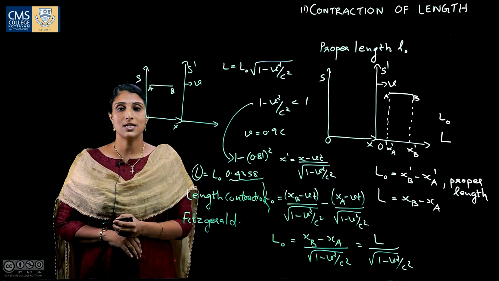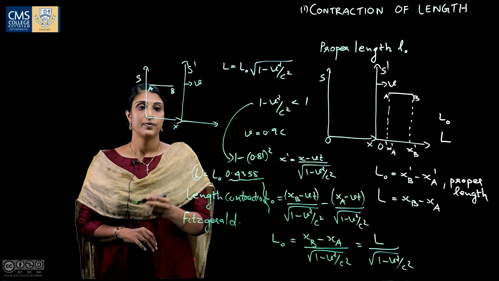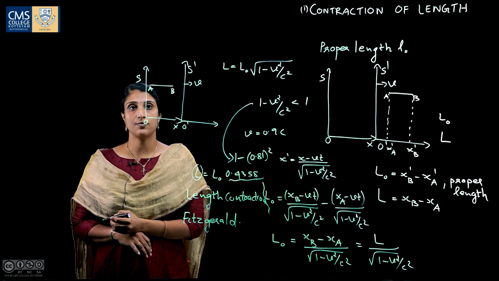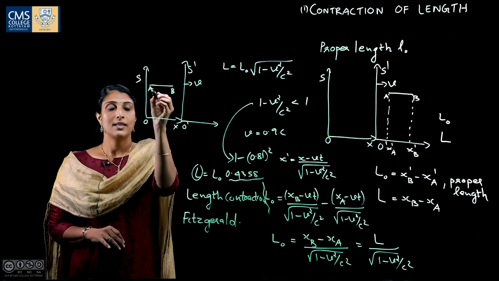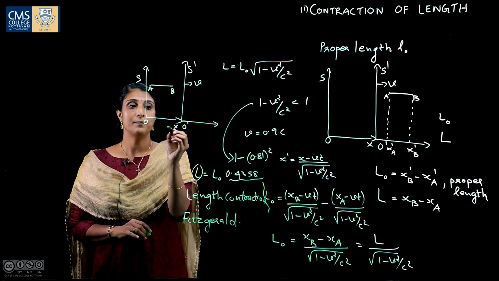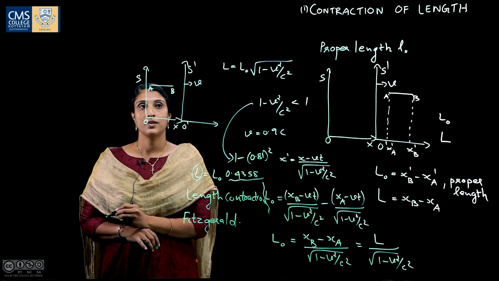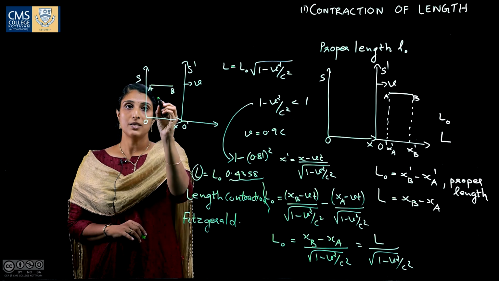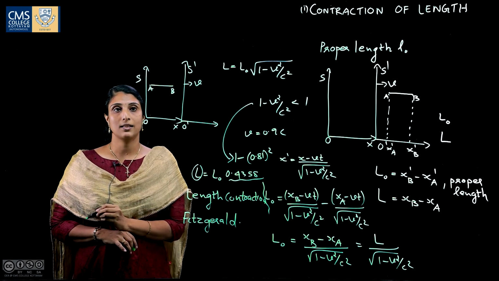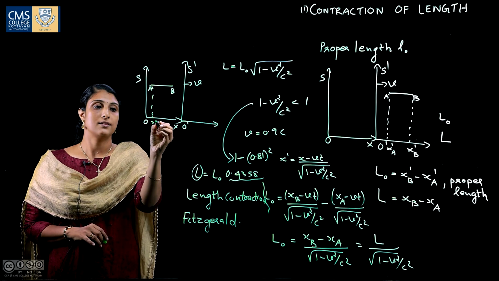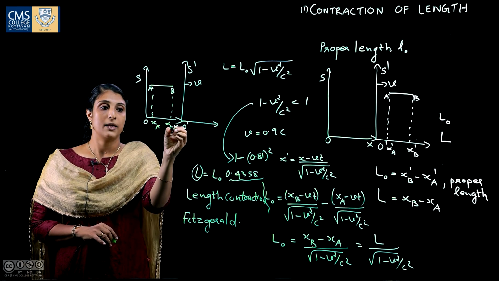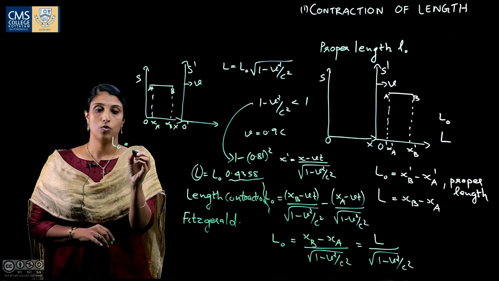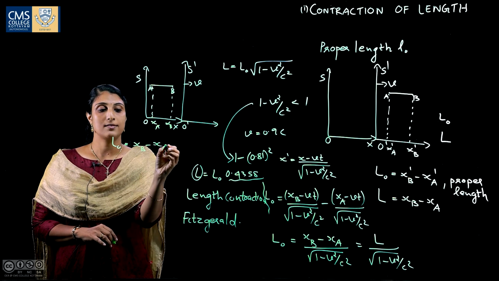So, S and S dash are inertial frames of reference, and O is the observer in the S frame, O dash is the observer in the S dash frame. Now, the length of the rod measured by the observer O dash is the relative length, since the rod is fixed in the S frame, and the length of the rod measured by the observer O is the proper length. So, this is XA and this is XB. So, the proper length L0 is the length measured by the observer O. This is XB minus XA.